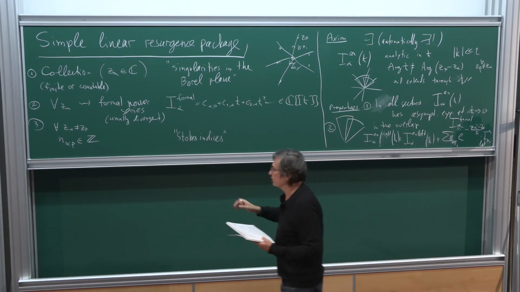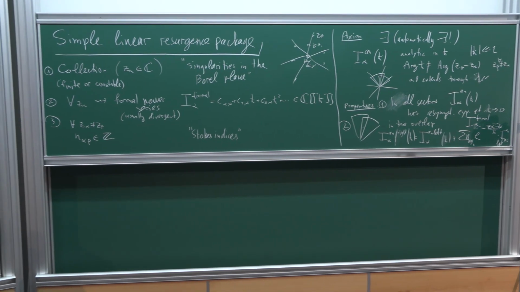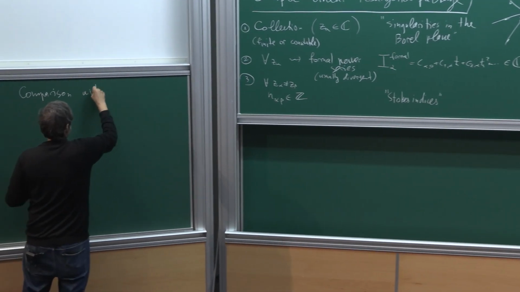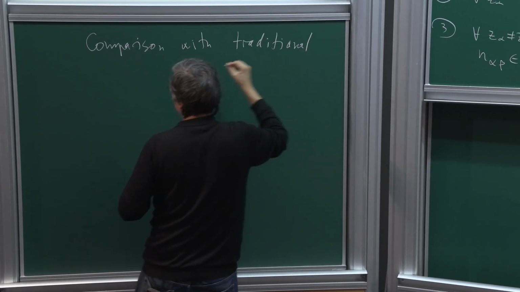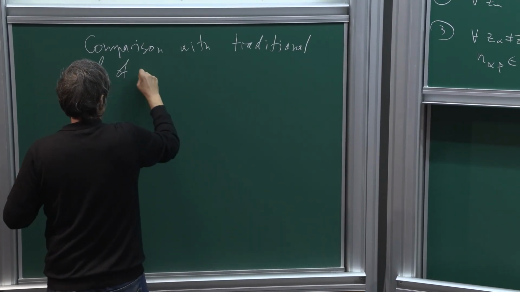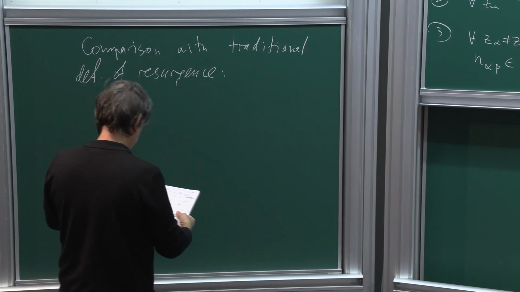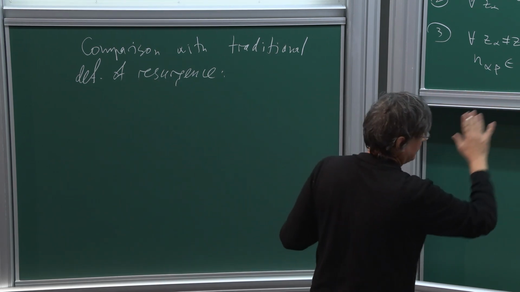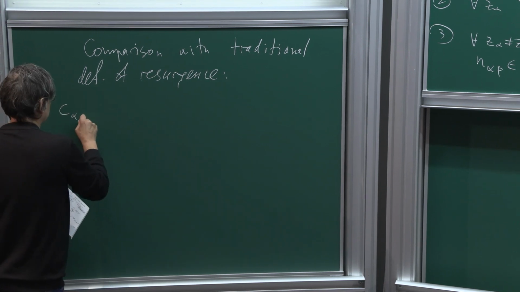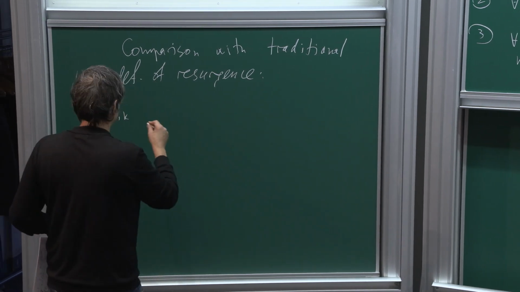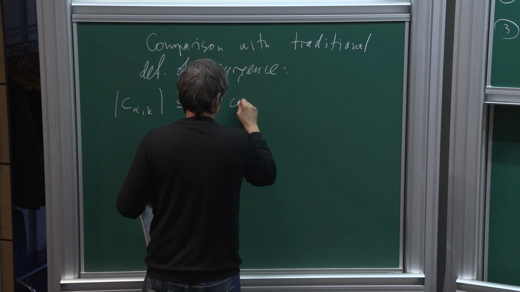So how is it related to the traditional approach? Maybe just write it here. Comparison with traditional definition of resurgence by Ecalle is the following. From these conditions, one can prove that, in fact, this series diverges factorially. C_{alpha,k} is less than k factorial times a constant to the power k.